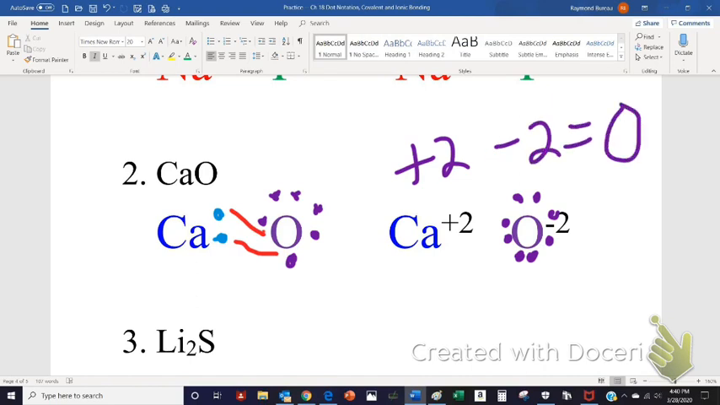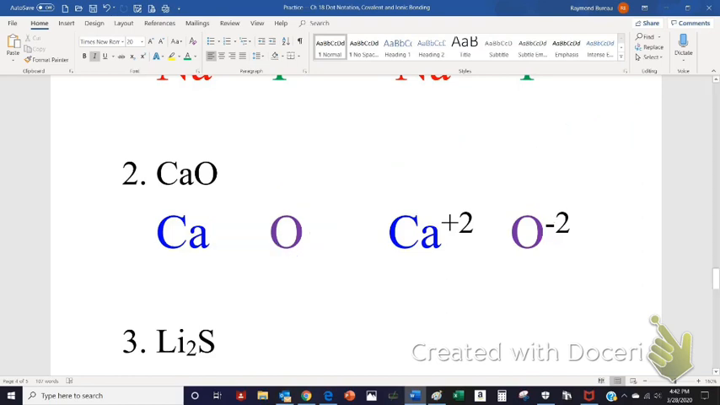And that's how you can tell if you did it right. If the charges total 0, you probably did it right. If they don't, you made a mistake somewhere. So both the sodium fluoride and the calcium oxide gave us perfect 1-to-1 matchups. That doesn't always happen that way. Look at the next one, lithium sulfide.